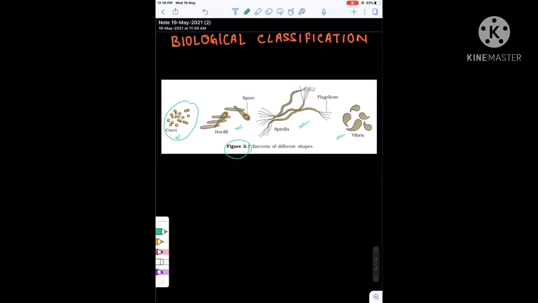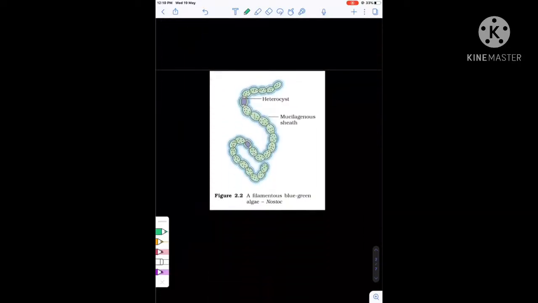Along with these shapes, you should also remember the examples. For example, Lactobacillus is rod shaped, and Vibrio cholerae, which is the cause of cholera, is comma shaped, vibrio. These four are the important diagrams. Okay. Now the second, that is figure 2.2.